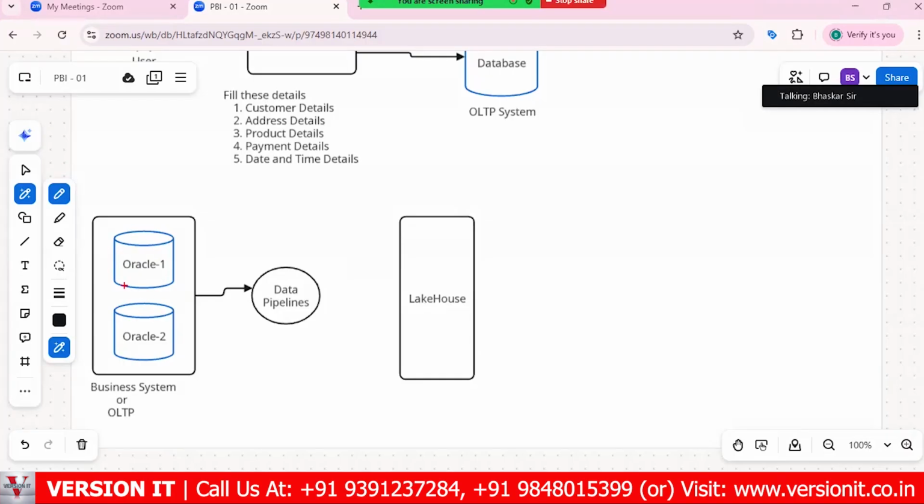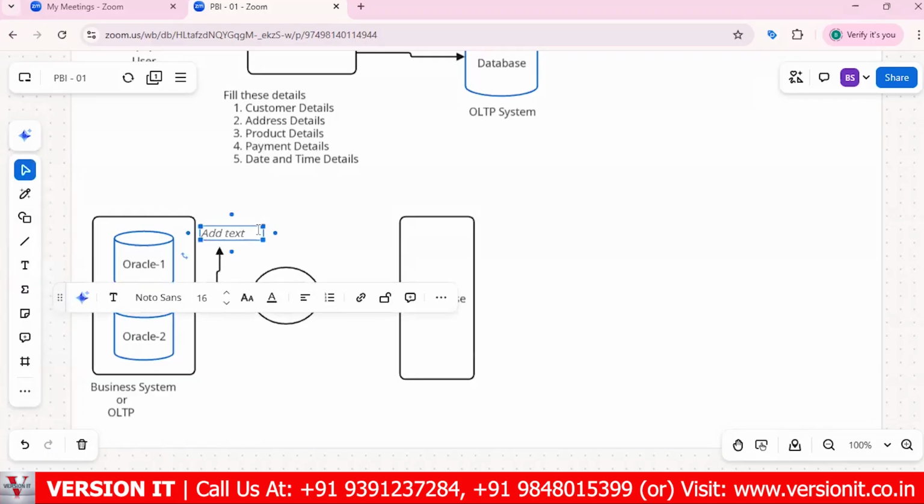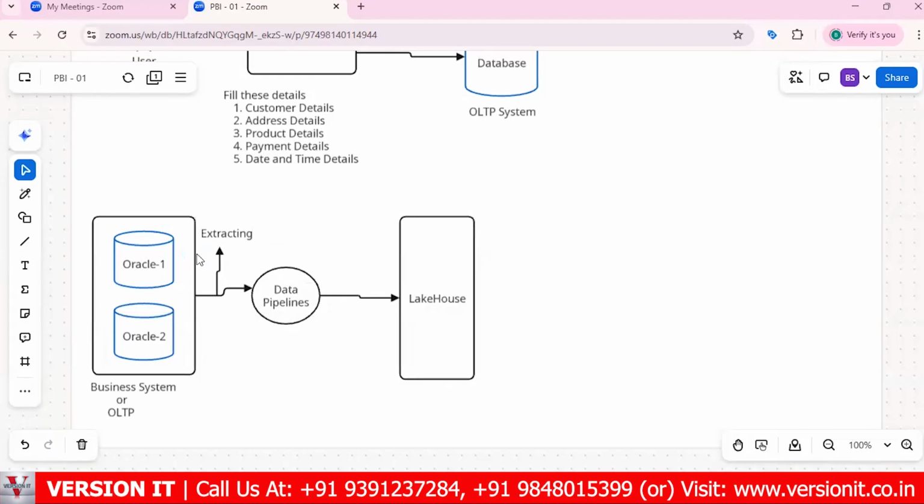If my source system is Oracle, I'm going to use the Oracle connector to connect to the source system, and I'm going to use this data pipeline to read and write the data into the target. In the initial stage, we are just going to dump the data into the lakehouse. We are not going to do any transformation, we are just going to feed the data into the target. The process of extracting the data from any business system, we call extraction. We are extracting the data without writing code. We are not going to write code here.